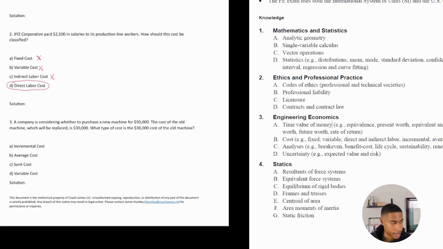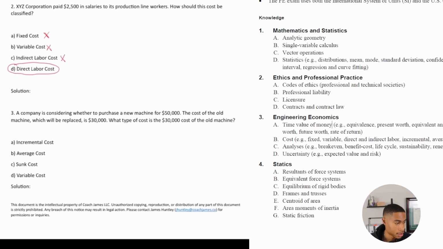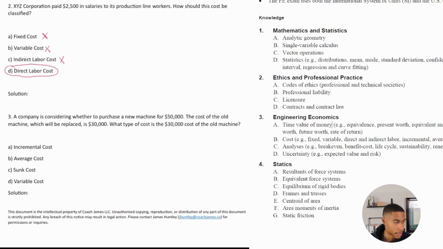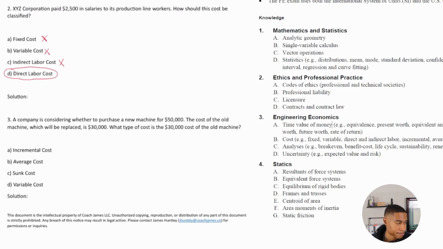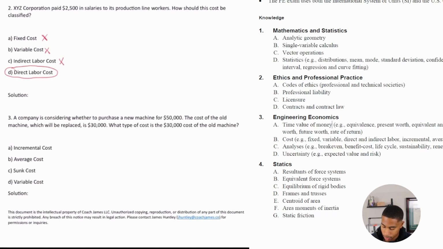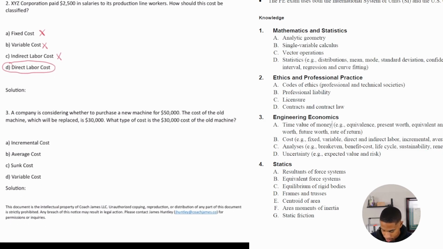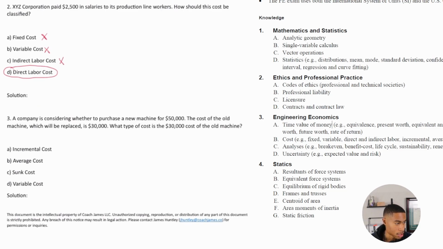All right, and then I have number 3 that will not fit on the page unless I hold my iPad screen. So bear with me. All right, so this one says a company is considering whether to purchase a new machine for $50,000. The cost of the old machine, which will be replaced, is $30,000. What type of cost is the $30,000 cost of the old machine?